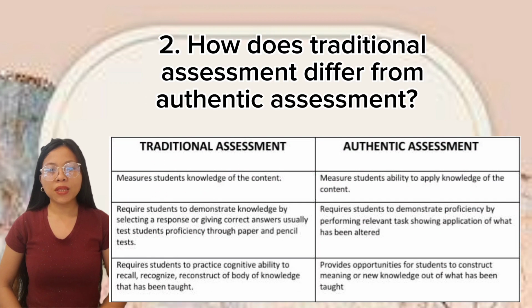How does traditional assessment differ from authentic assessment? Traditional assessment measures students' knowledge of the content, while authentic measures students' ability to apply knowledge of the content. Traditional requires students to demonstrate knowledge by selecting a response or giving correct answers, usually testing proficiency through paper and pencil tests, while authentic requires students to demonstrate proficiency by performing relevant tasks showing application of what has been learned. Traditional assessment requires students to practice cognitive ability to recall, recognize, and reconstruct a body of knowledge that has been taught, while authentic provides opportunities for students to construct meaning or new knowledge out of what has been taught.